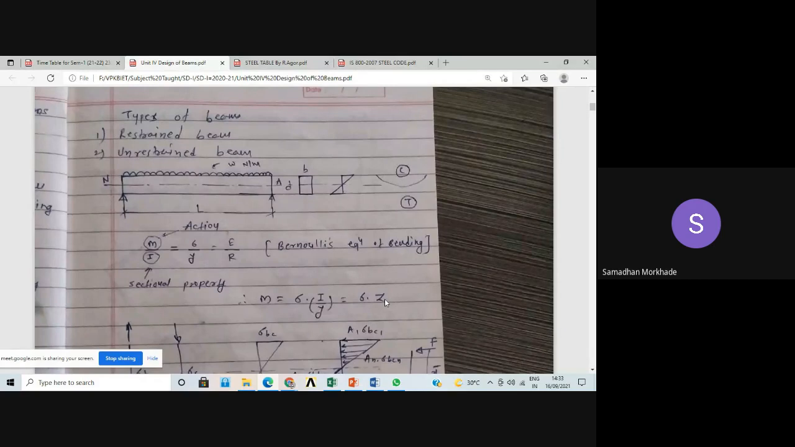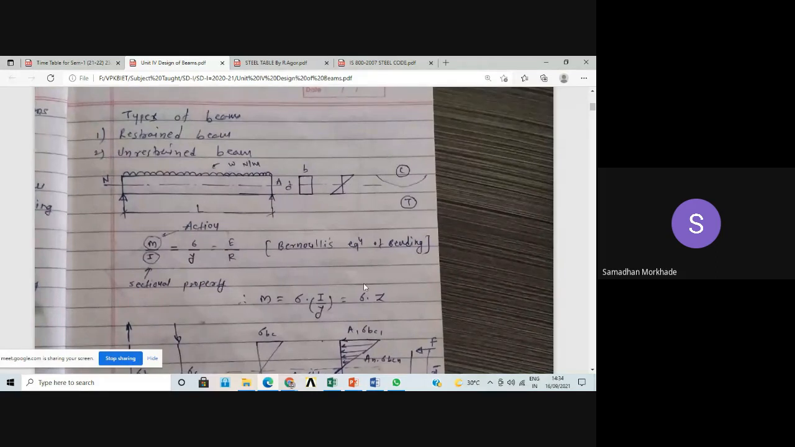For example, if you are using a rectangular section, the section modulus of a rectangular section is BD square by 6. But now we are using the limit state method, so there are two types of section modulus: one is elastic section modulus and one is plastic section modulus, ZE and ZP. Section modulus plays a very important role in deciding the strength of the beam. Ultimately, the strength of the beam depends upon the section modulus, that is, the geometrical properties.